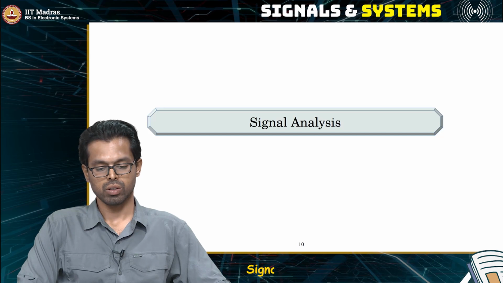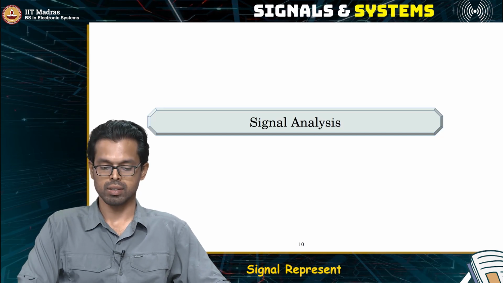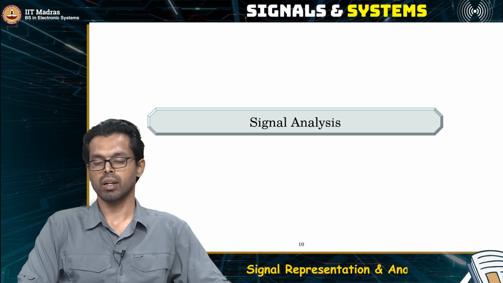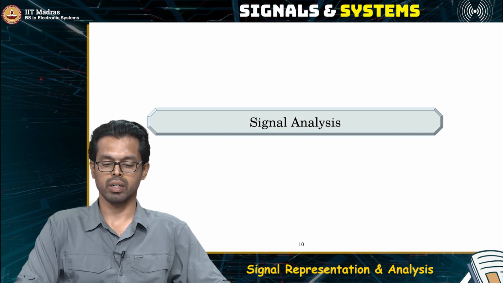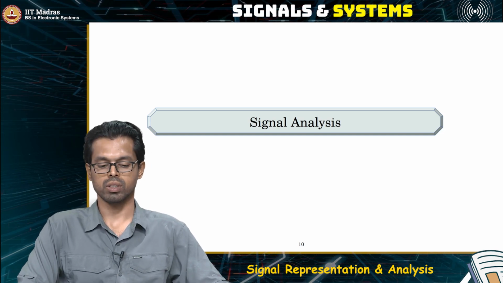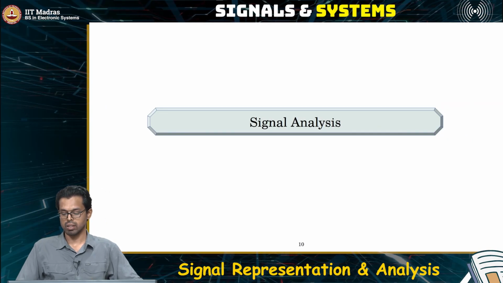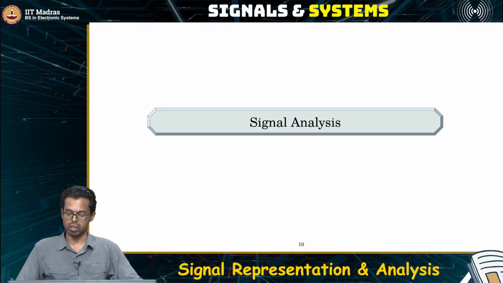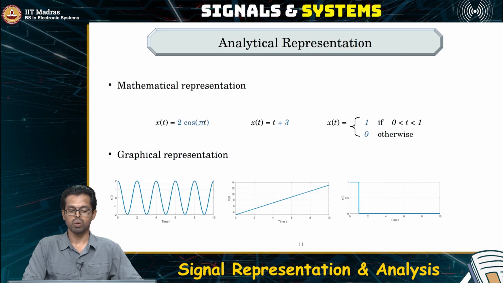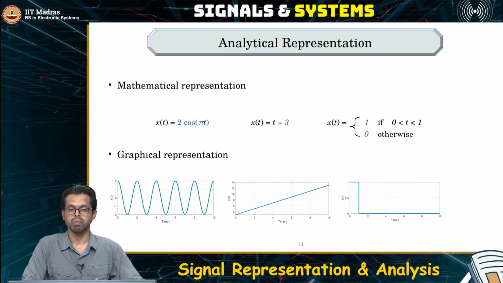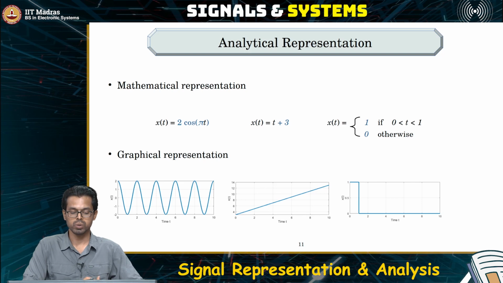So once we understood what signals and systems are, we saw that signal analysis and system analysis are the next big portions or modules that we have to understand. So we'll start with signal analysis. In order to analyze the signal, first we have to represent or model it. So we'll see how to represent it analytically, or how it is modeled using equations.